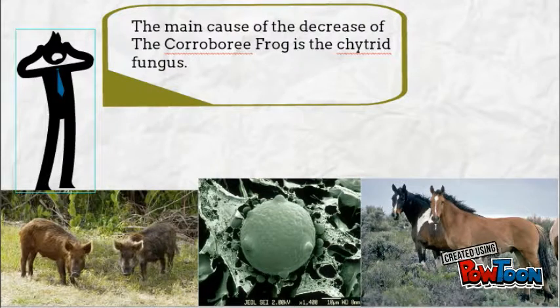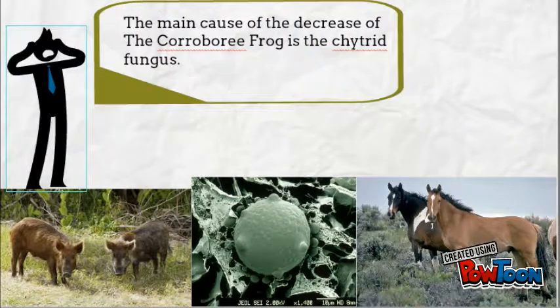When the frogs get the chytrid fungus, it dries up their skin slowly, making it so the frogs cannot breathe or drink, but it gives them time to spread the fungus. But while they can't breathe or drink, they have a cardiac arrest.